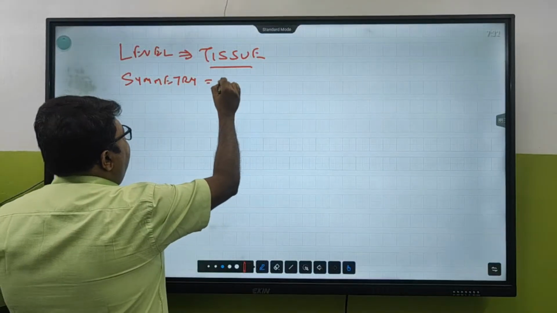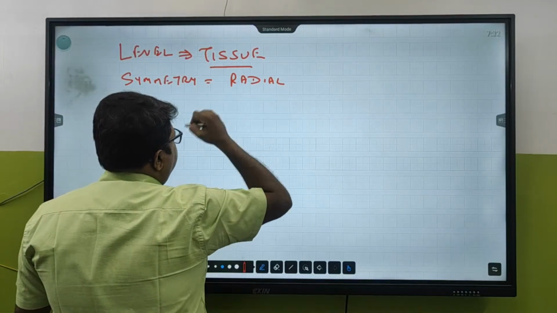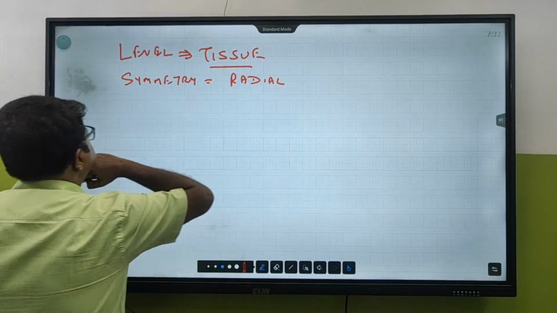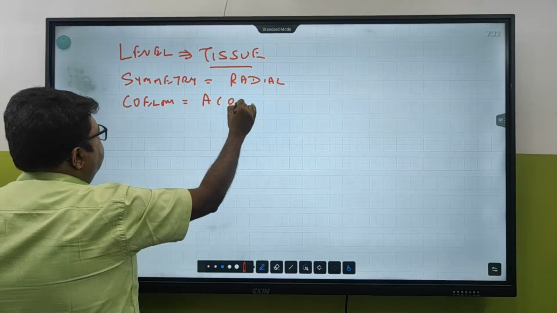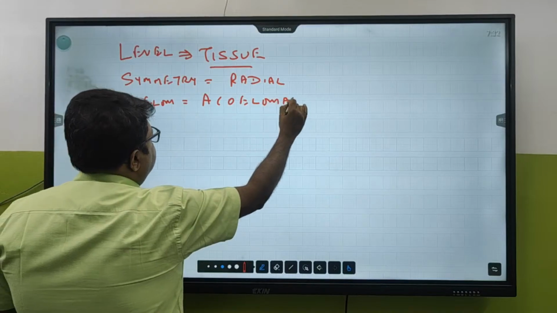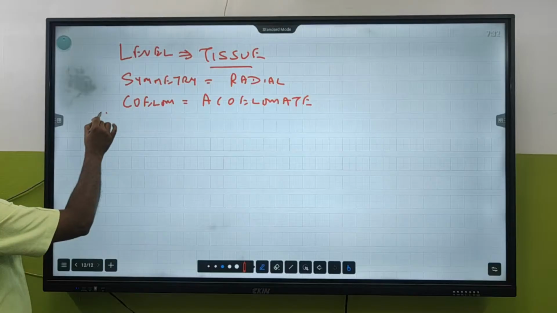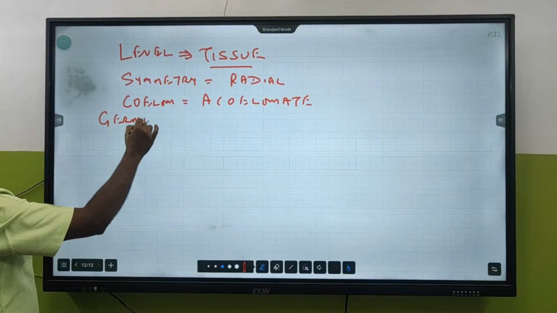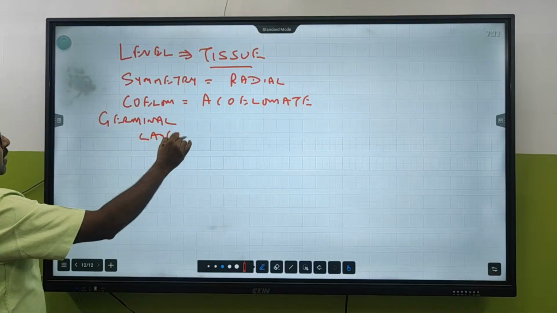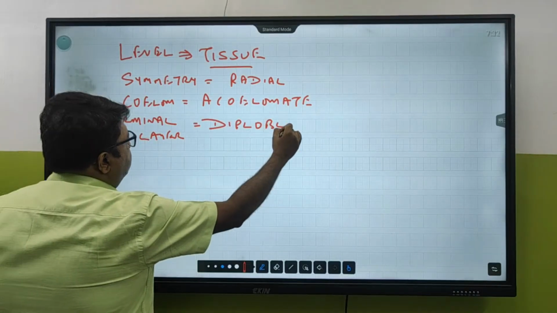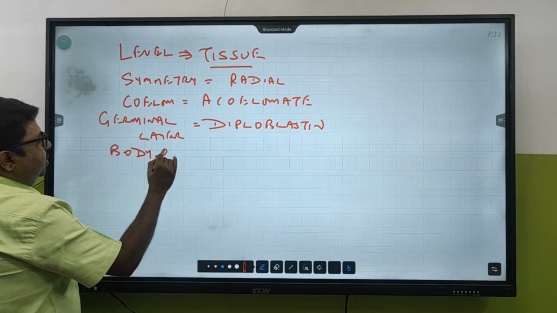What is the symmetry? Majority of them show radial symmetry. What about their coelom, body cavity? Acoelomate. They don't show any coelom. What is the germinal layer? The germinal layer is diploblastic. Okay, body plan we have already talked about.